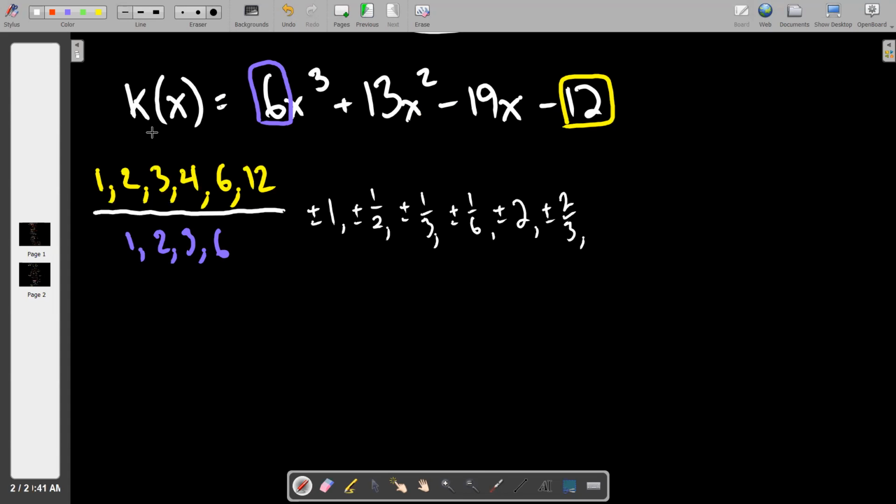Okay, we're on to 3, this guy right here with the little arrow pointing at him. He is positive-negative 3. Positive-negative 3 over 2. Positive-negative 3 over 3, which is 1. Don't need it. Positive-negative 3 over 6, 1/2, don't need it. Okay, so lots of repeats there.